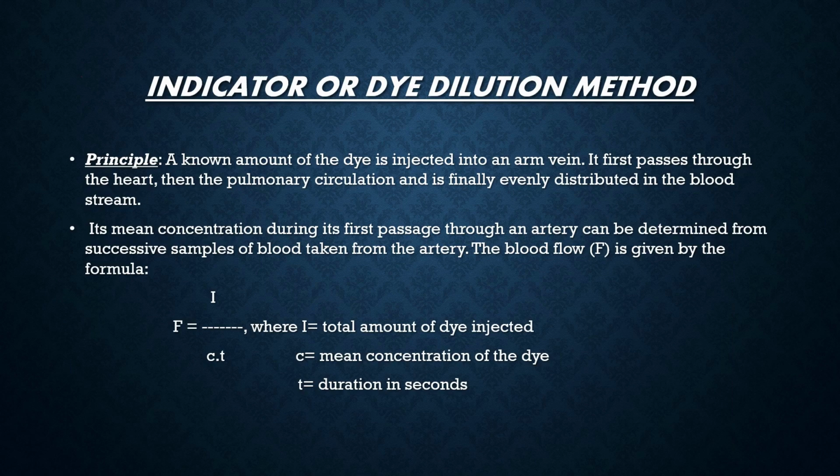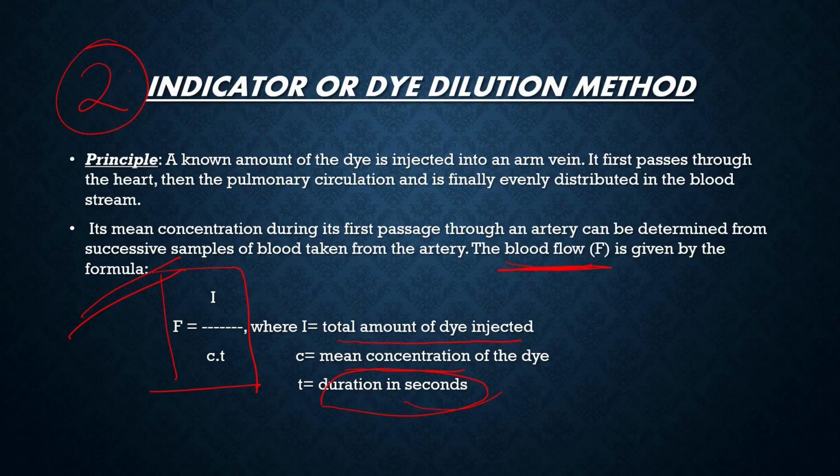is our next method, that is the indicator or dye dilution method. What is the indicator dye dilution method? See the formula. F is equal to I by CT, where F is the blood flow, I means the total amount of dye injected, C is the mean concentration, and finally, T is the duration of time in seconds. Please note, in seconds.